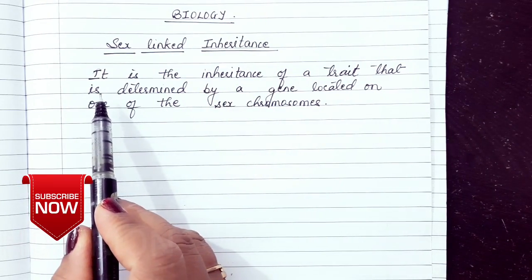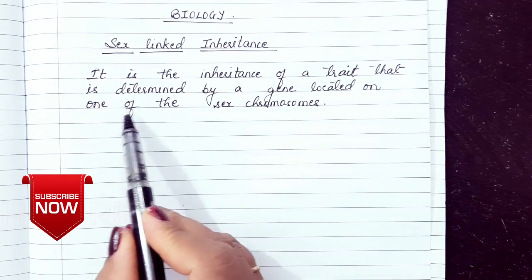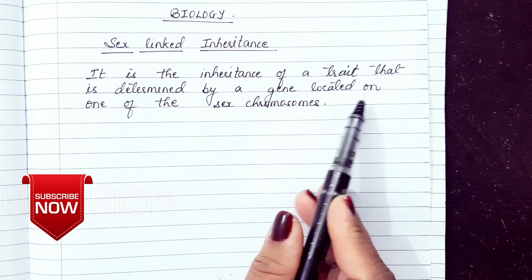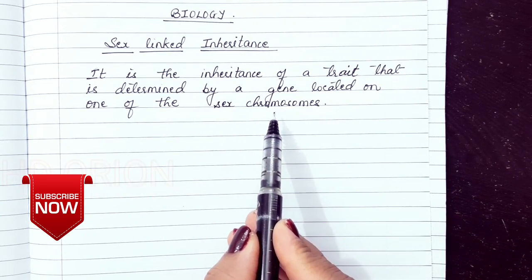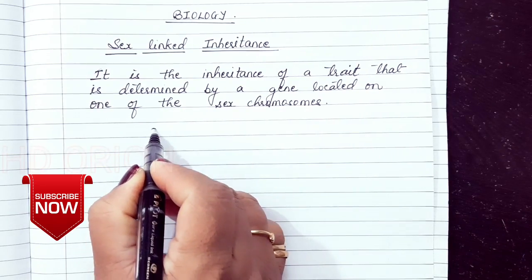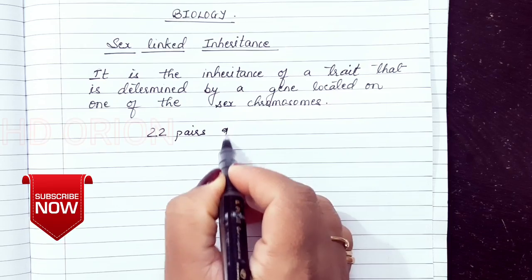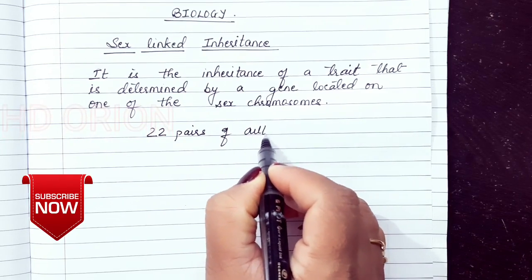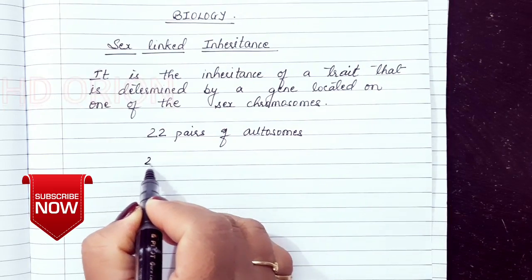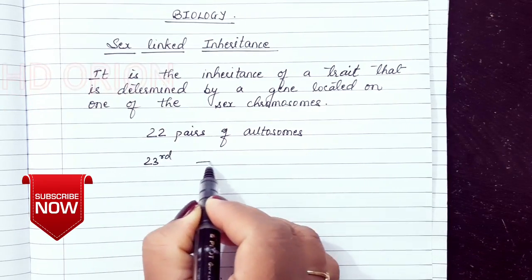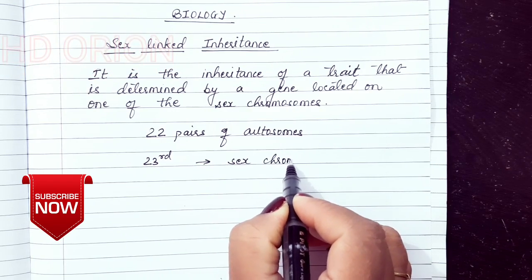What is sex-linked inheritance? It is the inheritance of a trait that is determined by a gene located on one of the sex chromosomes. We have talked earlier in my videos that there are 22 pairs of autosomes and the 23rd pair is the sex chromosome.